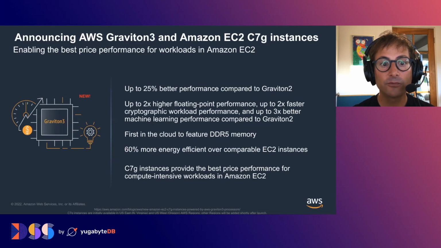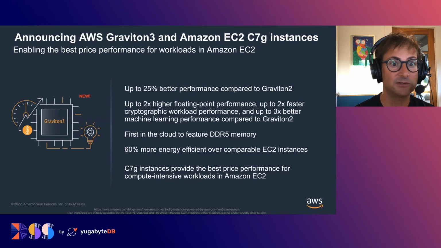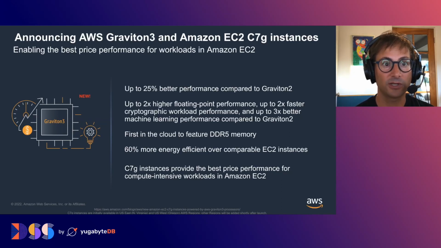And it's up to 3 times better for machine learning performance compared to Graviton 2. The reason for that is first, the fact that we can do twice the number of floating point operations thanks to the bigger vectors, and also because we've added a data type that allows to make the machine learning model smaller, so it uses less of the memory bandwidth and makes it faster.